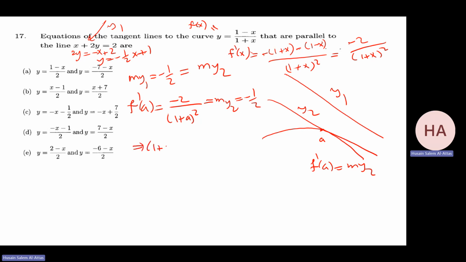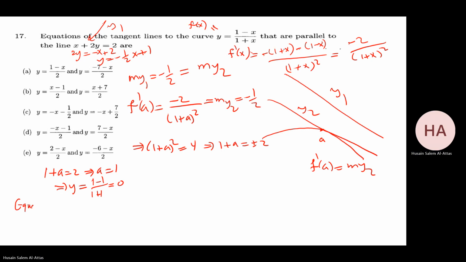So you have 1 plus a squared is equal to 4. That means 1 plus a equals plus or minus 2. That means I have 1 plus a equals 2, which means a equals 1. If a equals 1, plug it there, y becomes 0. Right. So 1 plus a equals 2, a equals 1, plug it in, 1 minus 1 over 1 plus 1 becomes 0.